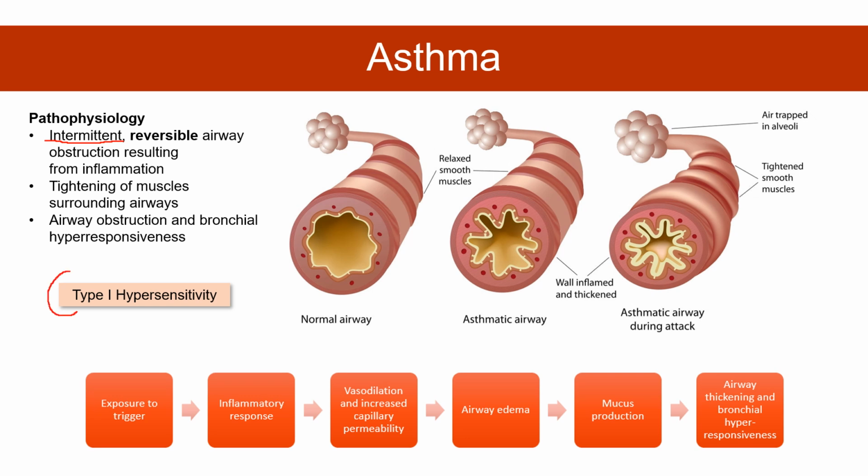Type 1 hypersensitivity. Okay, so here's the pathway. You're going to get exposure to the trigger. That's going to trigger the inflammatory response. We already know that vasodilation and then increased capillary permeability is going to happen from that inflammatory response. It's going to lead to airway edema, mucus production, and that airway thickening and bronchial hyperresponsiveness. Okay, so don't move on from this slide until you know exactly what asthma is.